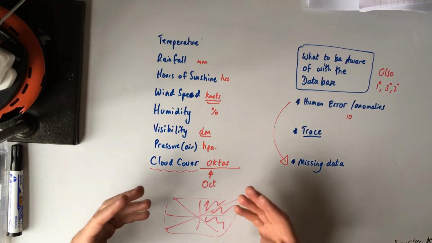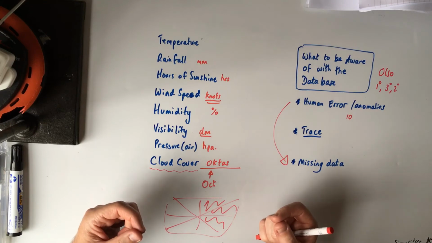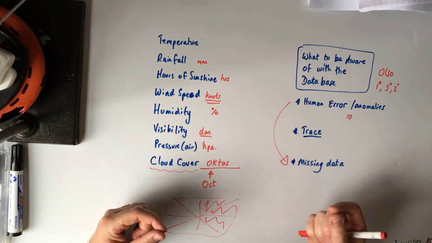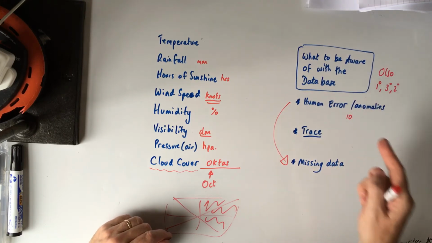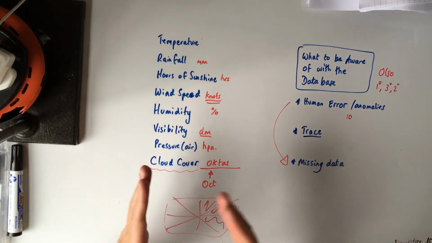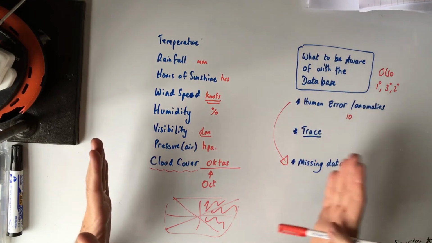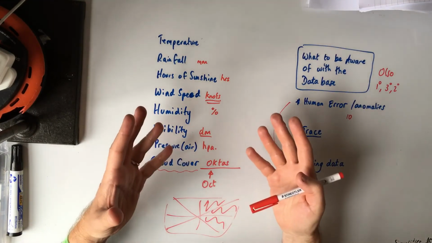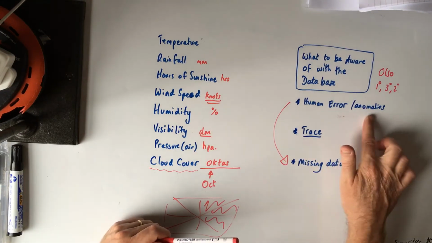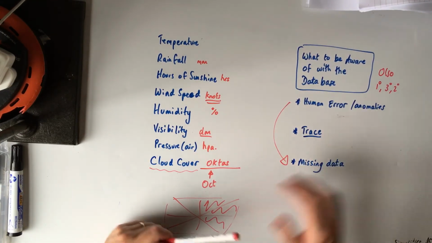Well, 18 degrees is a realistic temperature, isn't it? That's okay, but it's not a realistic temperature for Oslo in the middle of winter, when all the other temperatures every other day are always between sort of 1 and 2 or 3 degrees. Okay, so you've got to look over it with a discerning eye. Okay, so human error and anomalies.